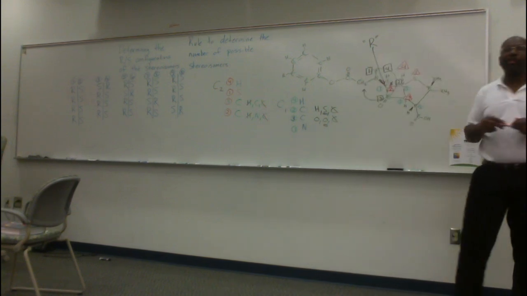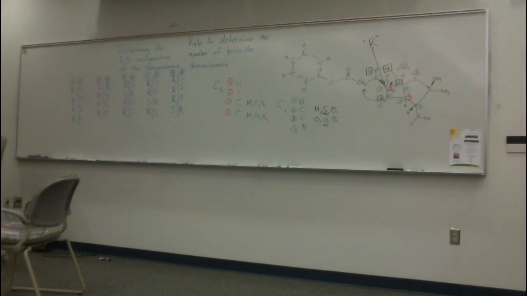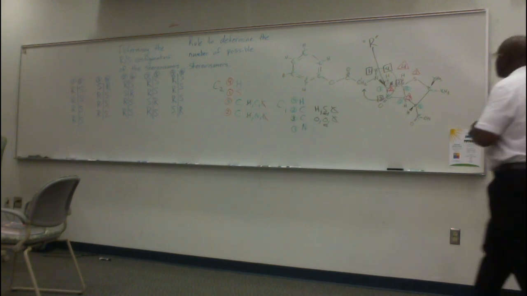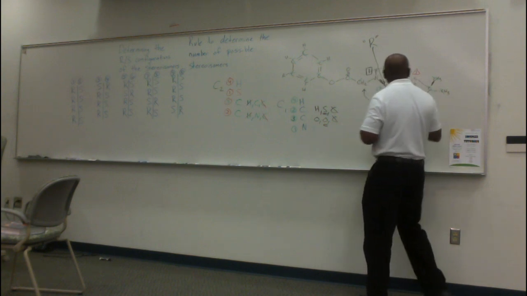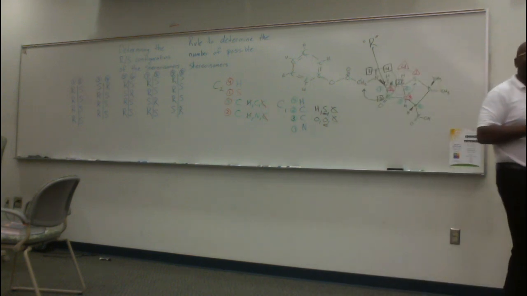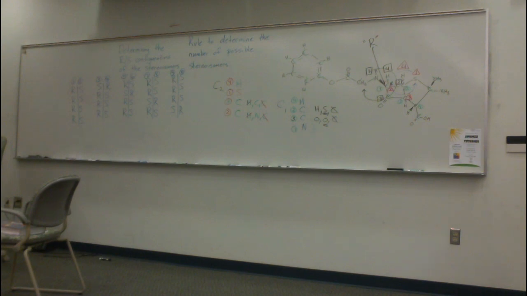What are we going to do next? Our circle. Take a curved line connecting 1 to 2 to 3. 1 to 2 to 3. What direction am I going in? Counterclockwise, which would be S.